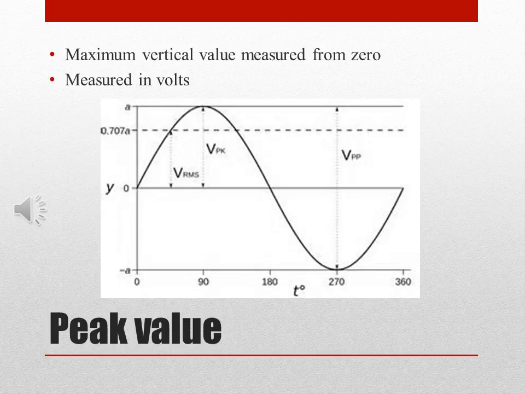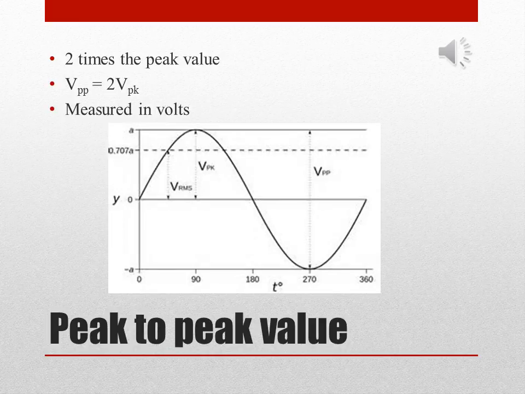The peak value of a waveform is the maximum vertical value measured from zero, as shown in the diagram as VPK. Peak value is measured in volts. The peak-to-peak value of a waveform is found by 2 times the peak value. The general formula for peak-to-peak value is VPP = 2 VPK. Peak-to-peak value is measured in volts.